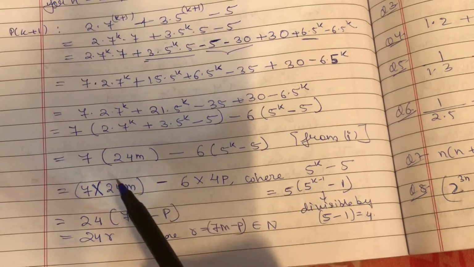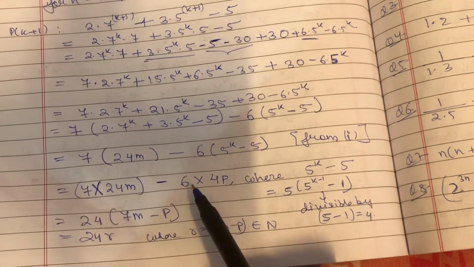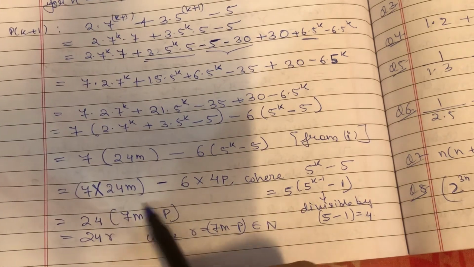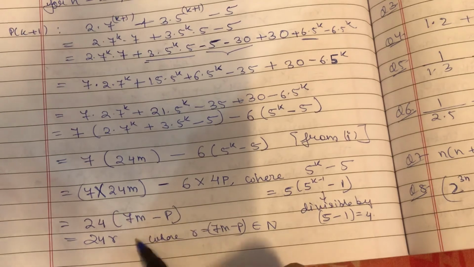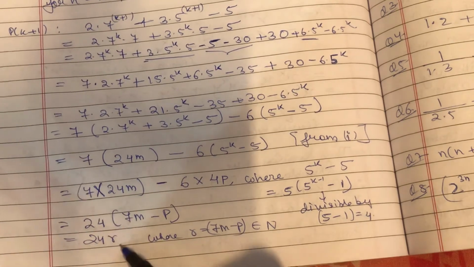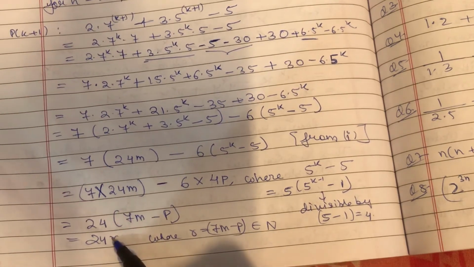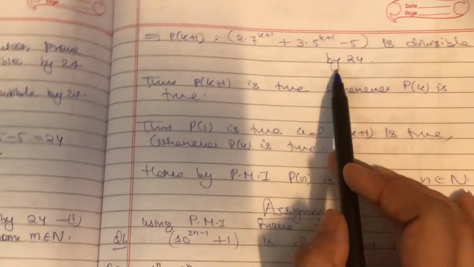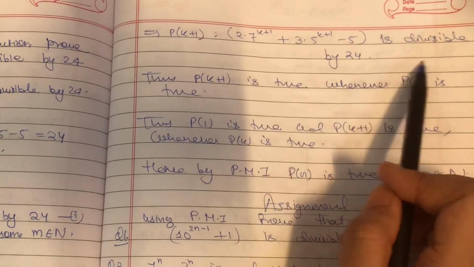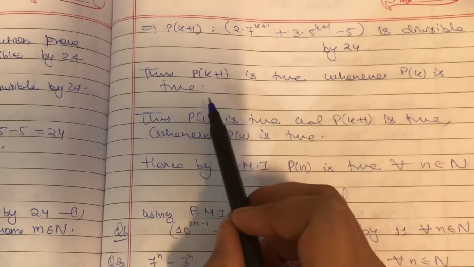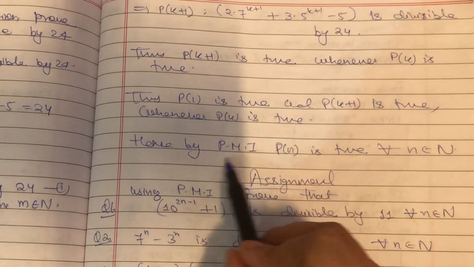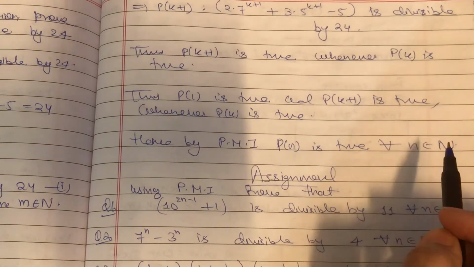Now 24 into 7m over here, and 6 fours are 24p. What can you take common out? 24 you can take common out, and inside it you have this. Let us consider this as r. Now we have this. Can I say that this is 24r? Therefore I can say that the given statement is exactly divisible by 24, isn't it? Because we have 24r. So P(k+1) is true whenever P(k) is true. Thus P(1) is true and P(k+1) is true whenever P(k) is true. Therefore, using PMI, it is true for all values of n.